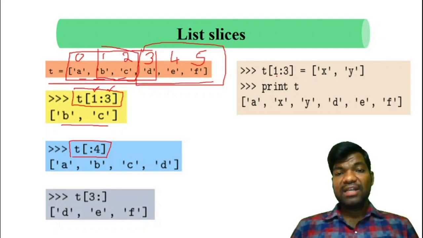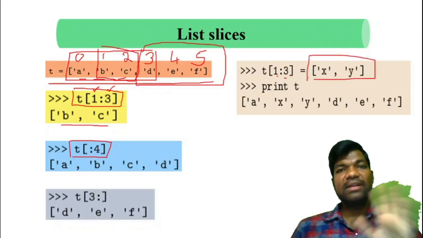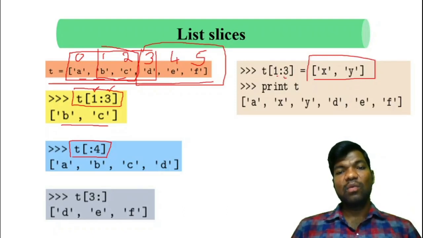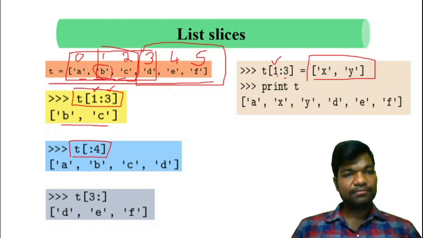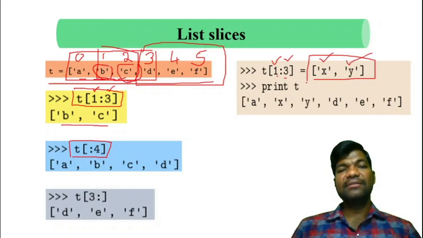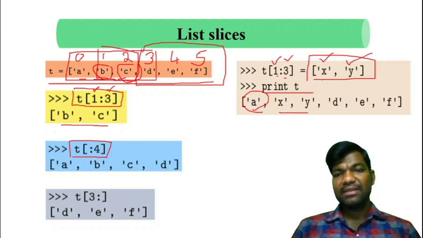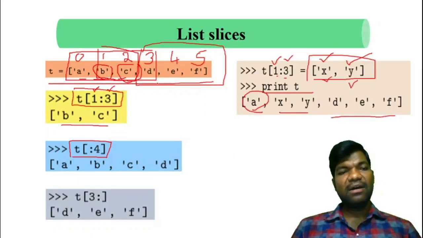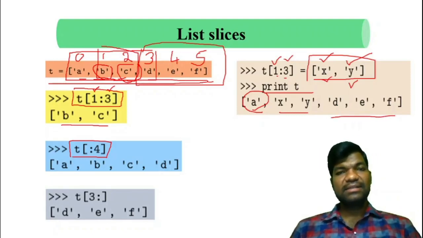Next, there is a starting point and an ending point, but I am assigning another list, not displaying. T in square brackets 1 to 3 means starting point 1, that is B, and ending point 3, which means before that, 2. B, C are replaced with X and Y. Now print T: A is the same, B and C are replaced with X and Y, and D, E, F are the same. So this is list slices.